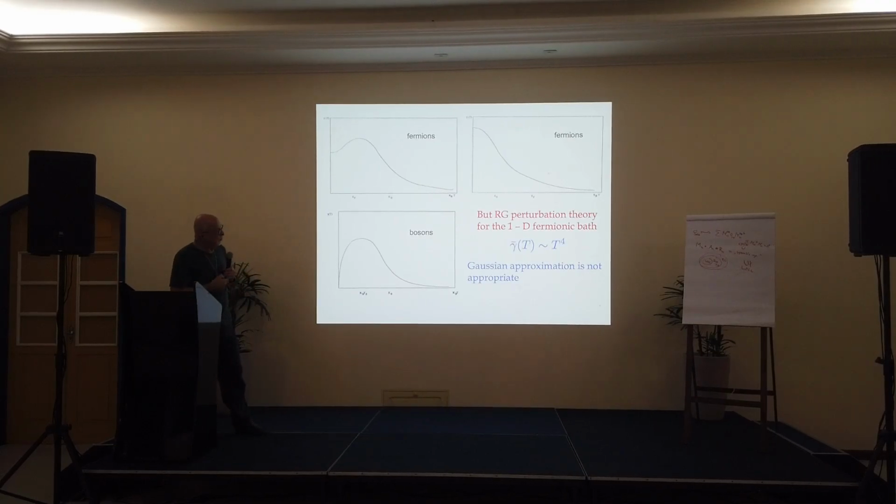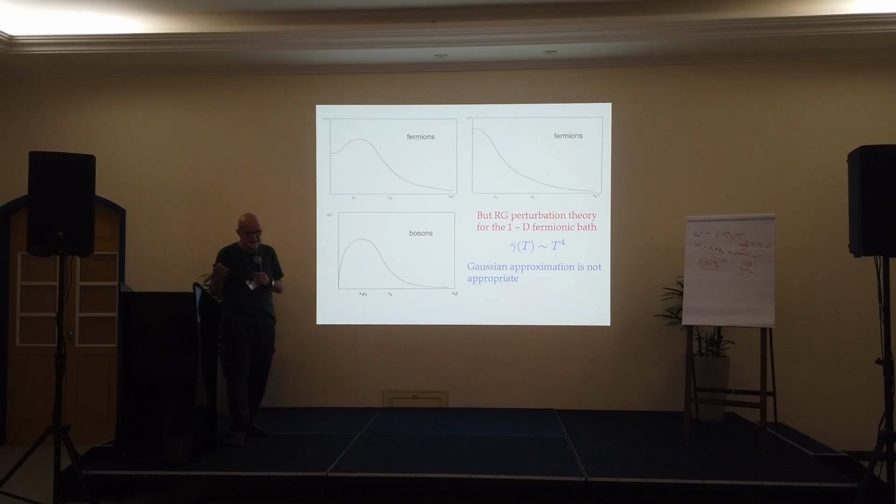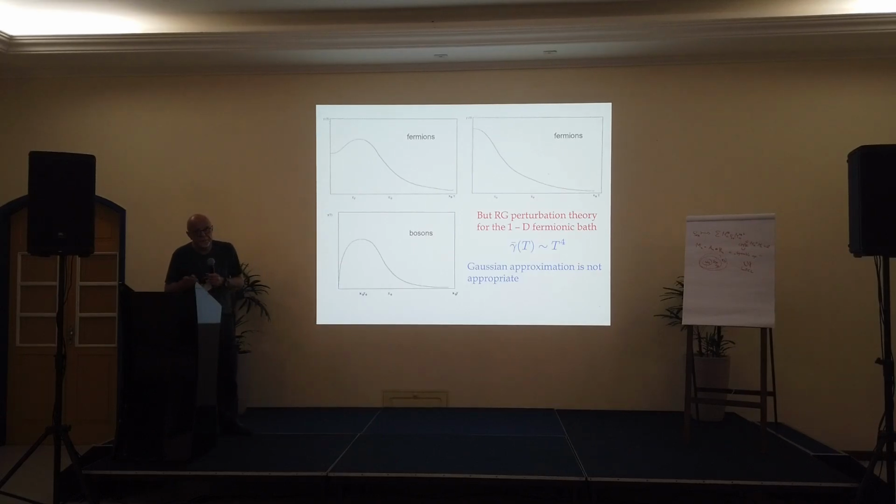If we take a much more refined approach to that, using a renormalization group perturbation theory for the 1D fermionic path, we end up with something like T⁴ for gamma. And that's what we have in this case. And so gamma goes to 0, and in this case the mobility of the particle is infinite. So it's not the Bath oscillators or the Gaussian approximation for a more general system. Although the Bath oscillator is quite general, it's not, of course, the most general thing there is.